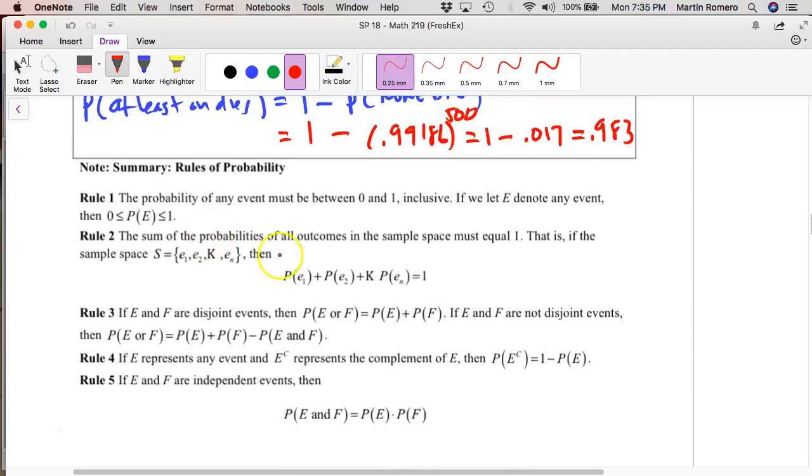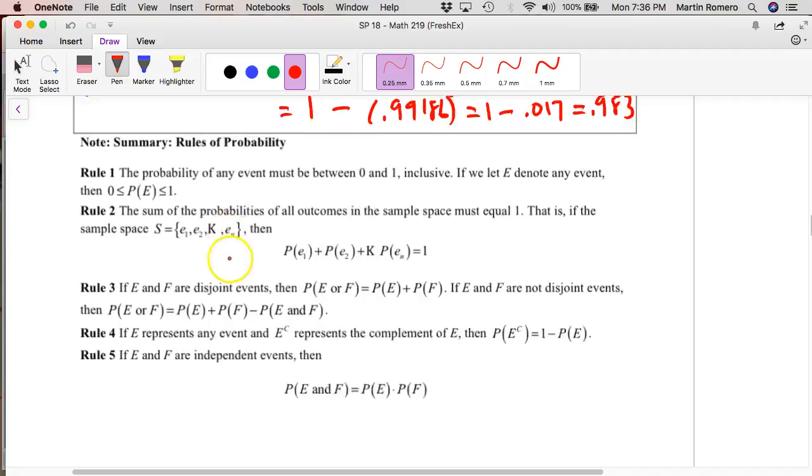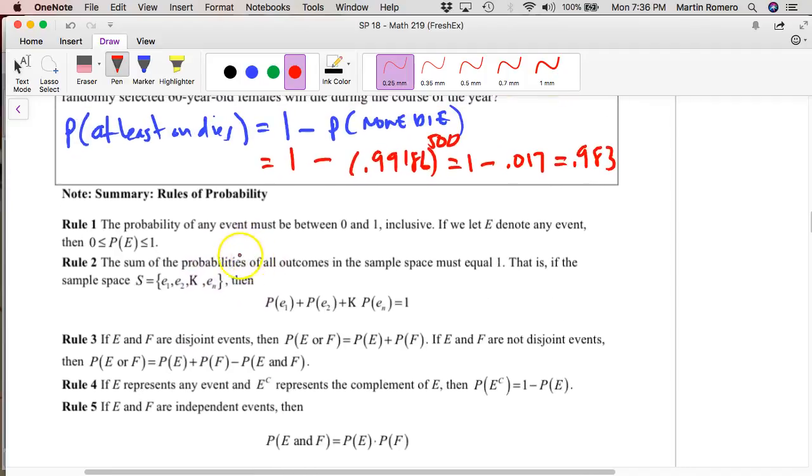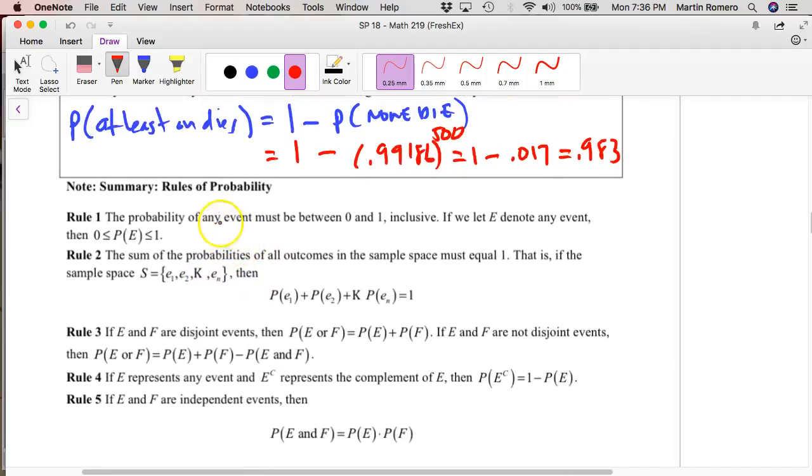Summary here. These are just some of the rules that we just went over. This consolidates all the ideas for rules of probability in this section. You can take a look at that. Also, like I said, it has the OR problems. You don't have to memorize this, just know how to use it, because it's in our formula sheet.